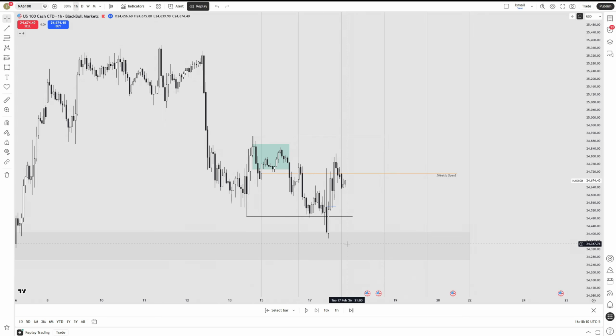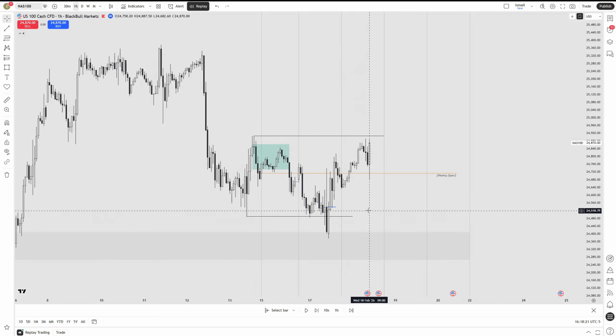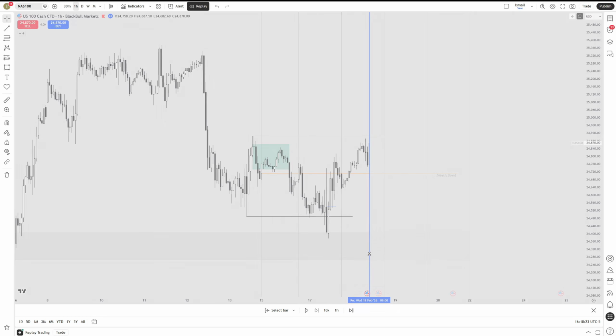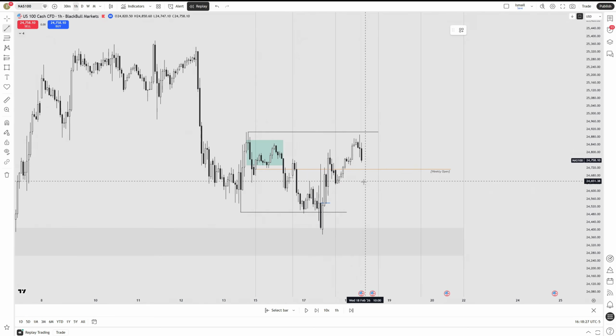So we want to go to 9 a.m., right? Okay, here we are at 9 a.m. I'm just going to replay this so we don't miss the move. So what we can see is this a bullish order flow?